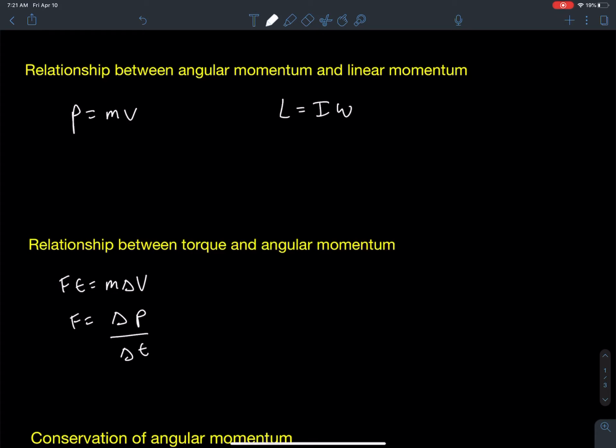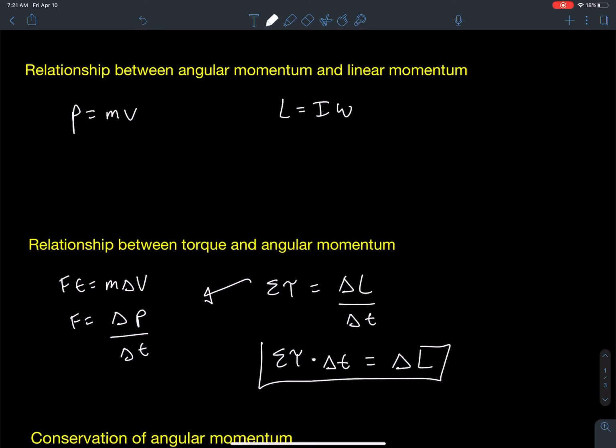And likewise, torque is the force that causes angular momentum. The sum of my torque can be related to the change in my angular momentum over the change in time, related to that same formula. So the change in angular momentum over the change in time is equal to torque. Therefore, the sum of the torque times the amount of time that I'm applying that torque is equal to my change in angular momentum.